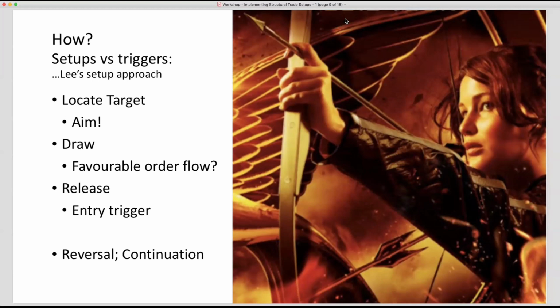And I will use these triggers both for reversal setups or continuation setups. But the setup on its own is not enough. We need a trigger in order to take the trade opportunity that's presented by the setup. So liken the process to archery or firing a gun.